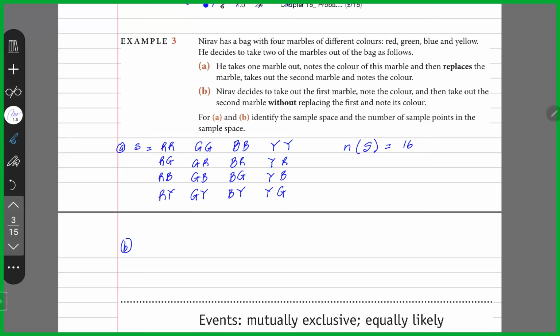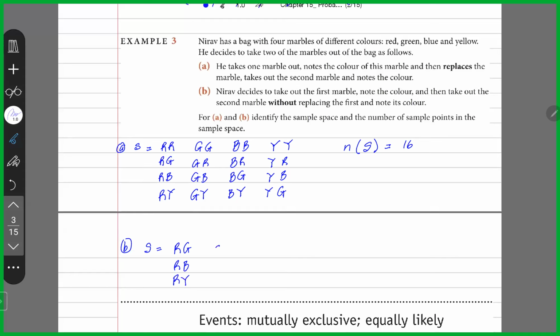All right, let's see what's happening in B. In B, Nirav decides to take out the first marble, note the color, and then take out the second. So for B, he did not replace the marble. So there's no possibility of getting the same color twice. So the sample space in this case is, you could get red, green, red, blue, red, yellow. And this is if your first color is red.